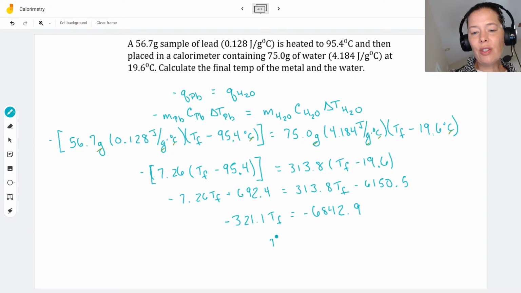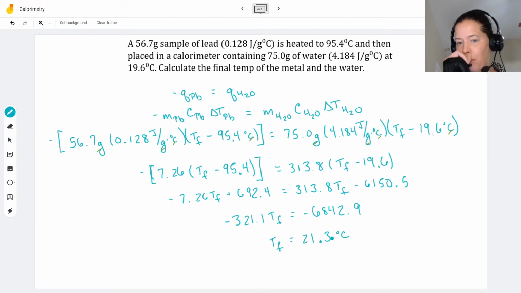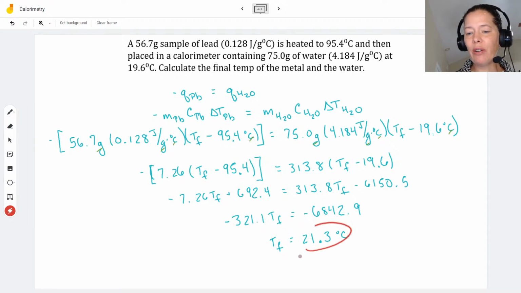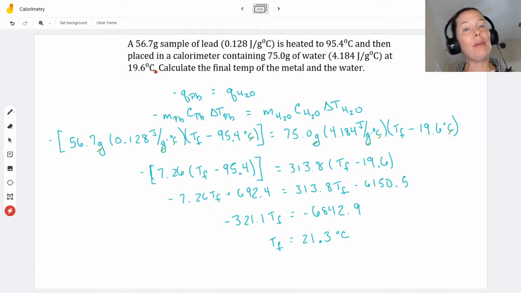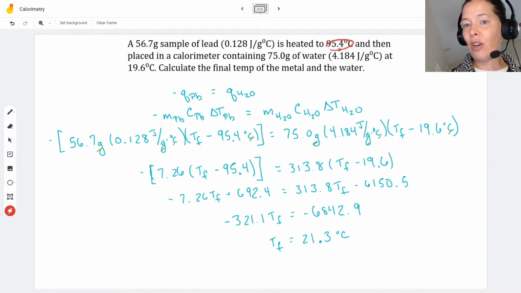And then solving for the final temperature is 21.3, and that is degrees Celsius. Again, just because working through all the math makes the units really funky, I just dropped it for simplicity's sake. But that is our final temperature. And I always like to do a does it make sense check. So if I have a final temperature of 21.3, that should be warmer than my initial temperature of water, right? So the water should heat up a little bit. And yes, you can see the water started at 19.6 and it heated up to 21.3. And also my lead started hot. It should be cooler, and it started at 95.